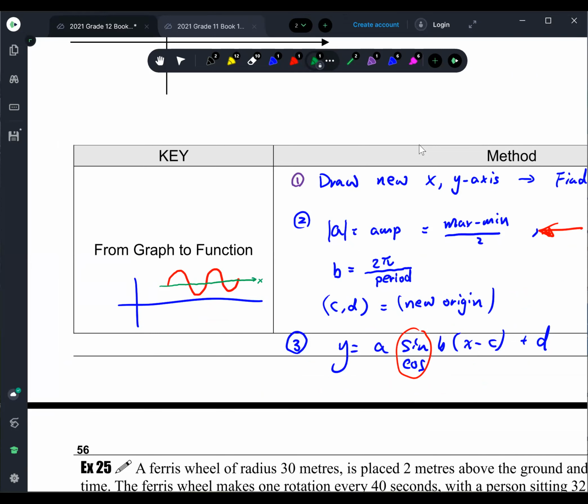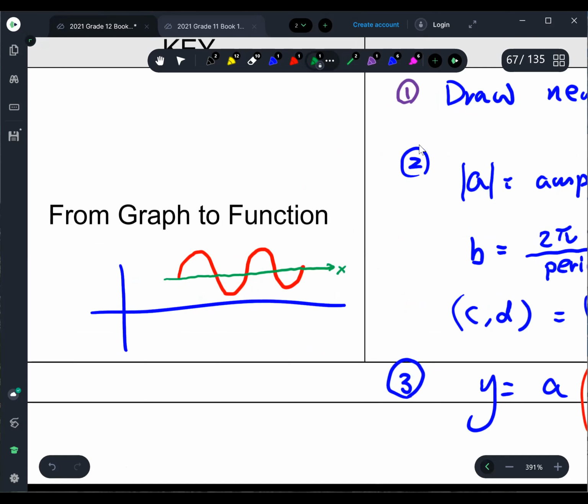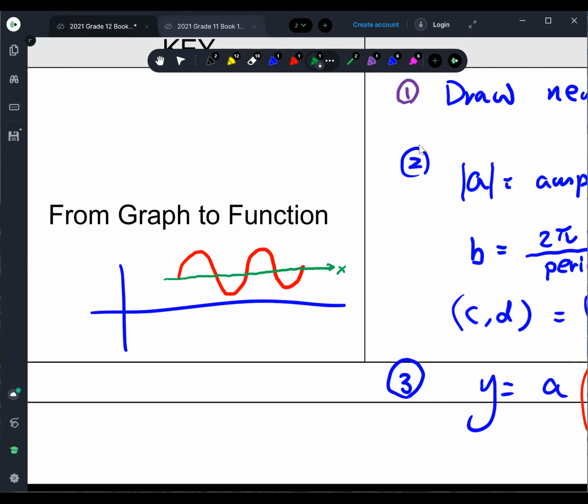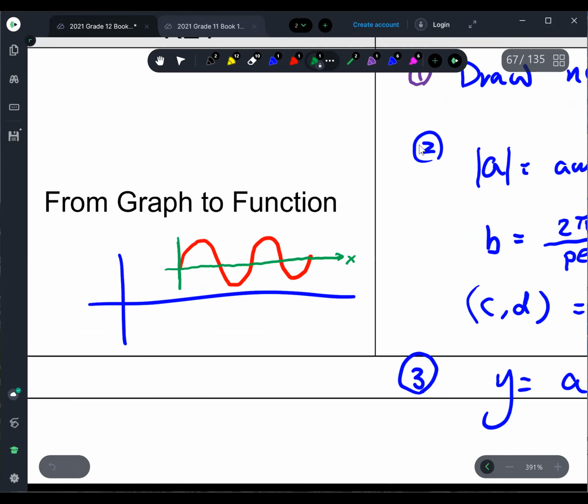Okay, and then you need to draw the new y-axis. The y-axis is the tricky part, right? You need to decide whether the question wants a cosine or a sine, and whether it wants the reflection or it doesn't want the reflection. So there are a couple places. If it's a sine without reflection, then you'll put it here. You will put a y-axis over there.